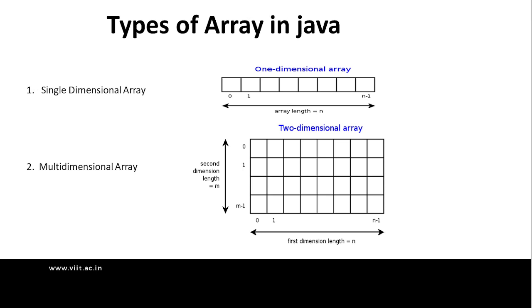Types of arrays in Java. A single dimensional array, that is a one dimensional array, is just a sequence of values of a particular data type. Two dimensional arrays are like tables. In a two dimensional array, the first dimension has some length n and the second dimension has length m, so we have m into n elements in such an array.